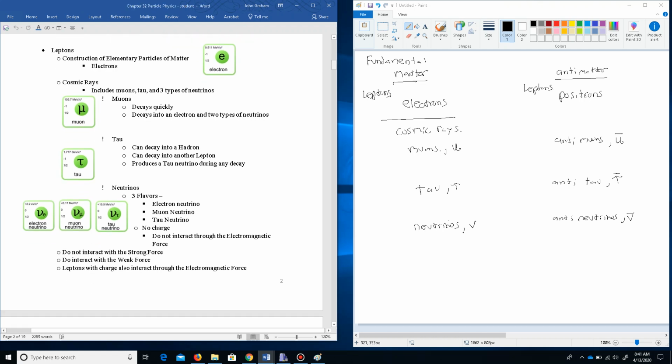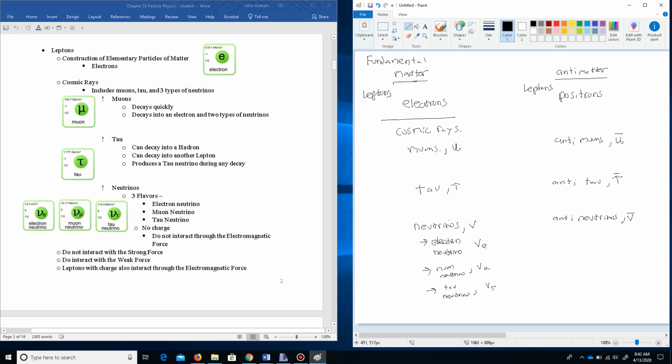And they're actually going to be easy to remember because they go right along with these three fundamentals. So we have the electron neutrino, which we'll label as ν sub e, the muon neutrino, which we'll call ν sub mu, and then the tau neutrino, which we call ν sub tau.